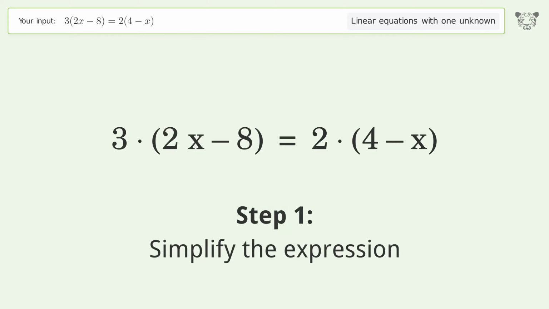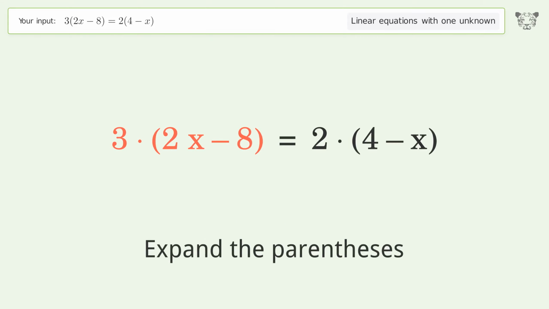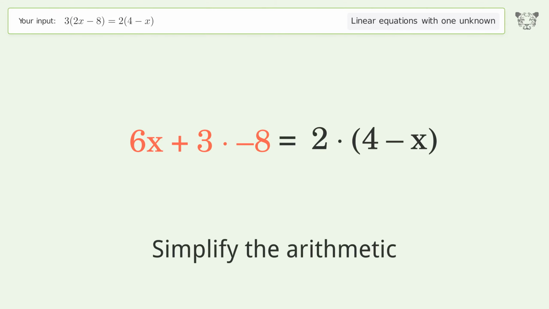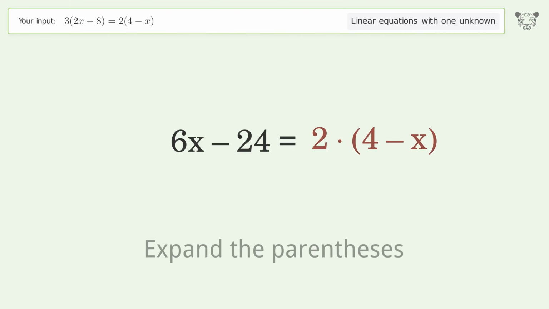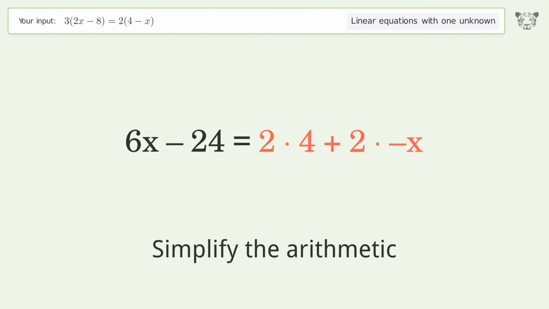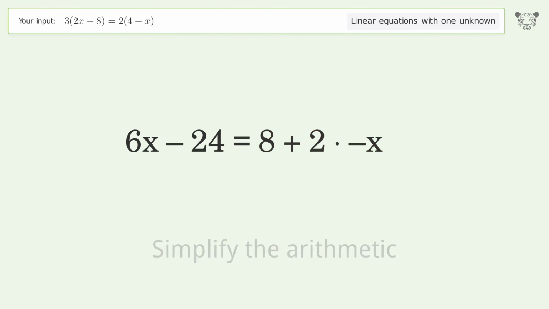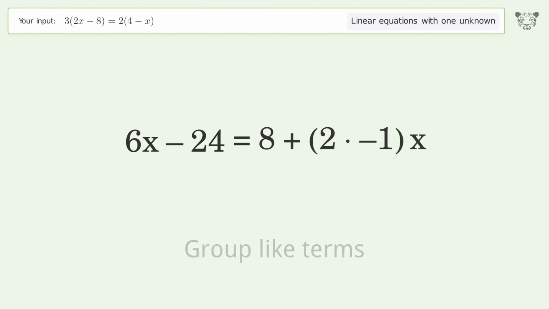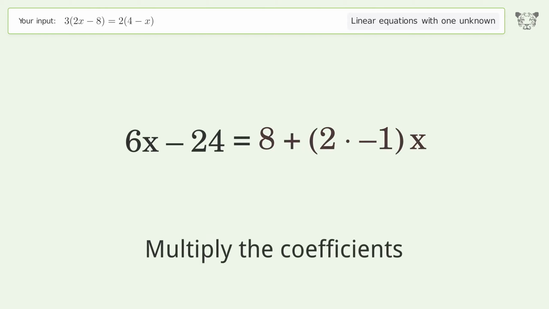Simplify the expression. Expand the parentheses. Multiply the coefficients. Simplify the arithmetic. Expand the parentheses. Simplify the arithmetic. Group like terms. Multiply the coefficients.